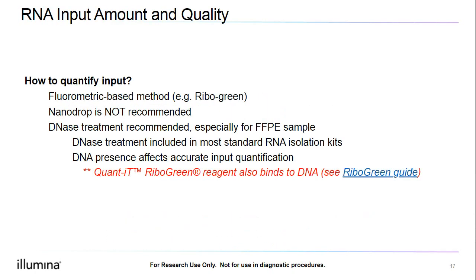When considering RNA input amount, there will be different input requirements for different kits. So how do we quantify our RNA input? What we recommend is using a fluorometric method like RiboGreen or Qubit. We've found that NanoDrop is not the best method for measuring input quantity, as it tends to overestimate quantification, especially if we have not DNase treated our sample efficiently. We recommend a DNase treatment, which is often included in most RNA isolation kits. Keep in mind that DNA can affect accurate input quantification, and it could show up in our library prep downstream as well.